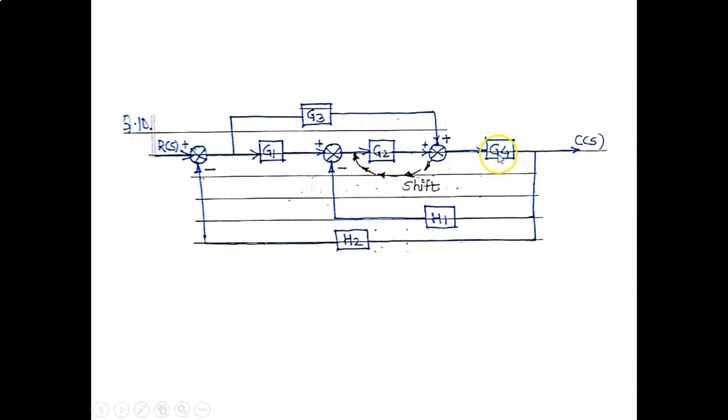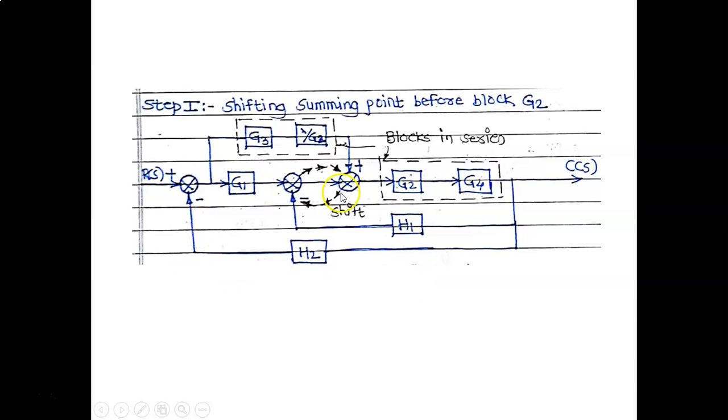Now we will shift this summing point behind the block G2. We will shift this summing point behind the block G2 here. Therefore, what is the first step? Shifting of the summing point behind the block G2, so that this G2 and G4 will be in series. And this arrow will also shift along with this summing point. Therefore we have shifted.